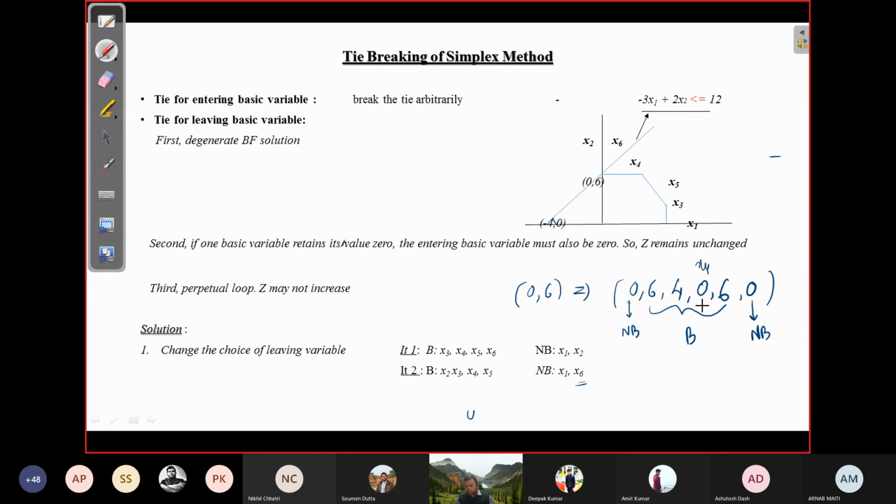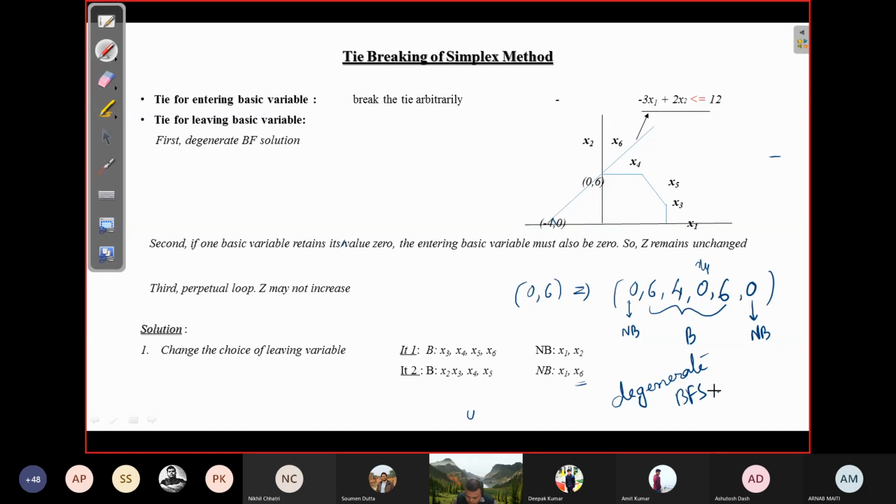Okay, it is allowed to have 0, but when it is 0, we have a name for this BFS, which is known as a degenerate basic feasible solution. So this type of solution where one of the basic variables is 0 will be called a degenerate BFS. Now, why do we call it degenerate? It will be evident in your next iteration that it sometimes causes some problems.